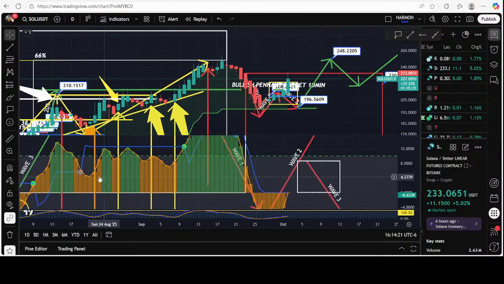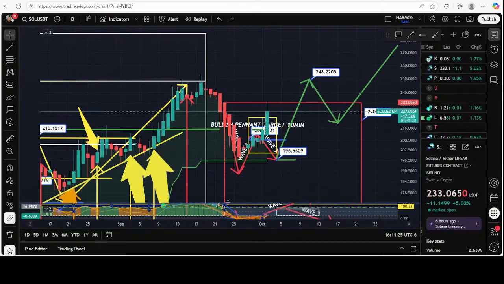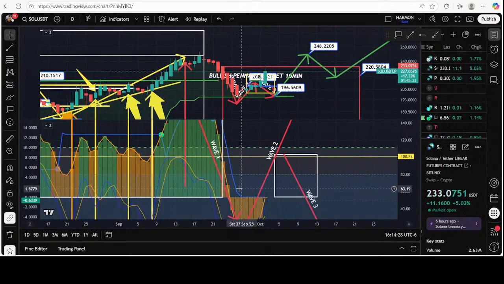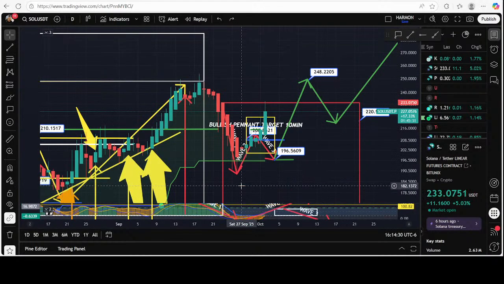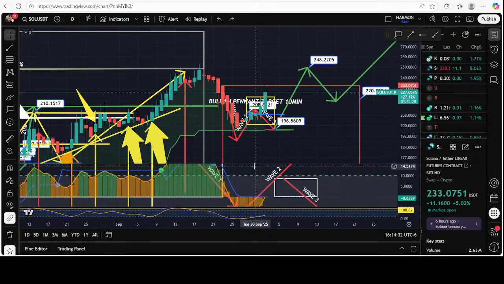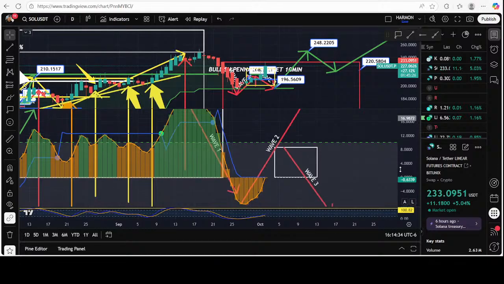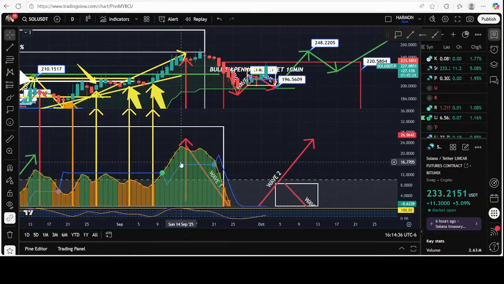You have one indicator that tells you when to buy, all right? One indicator that tells you when to sell, okay? It's that simple. When to buy, when to sell, right? That's it. And if you're following the daily system, then you know what's supposed to happen.